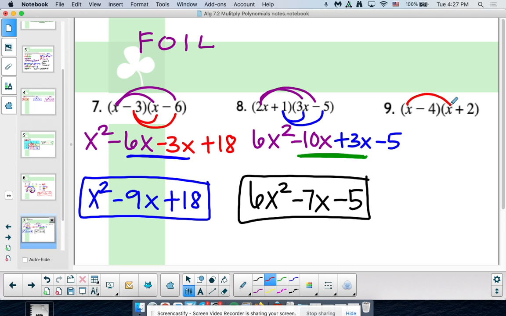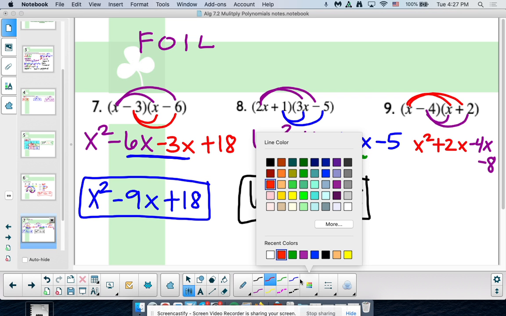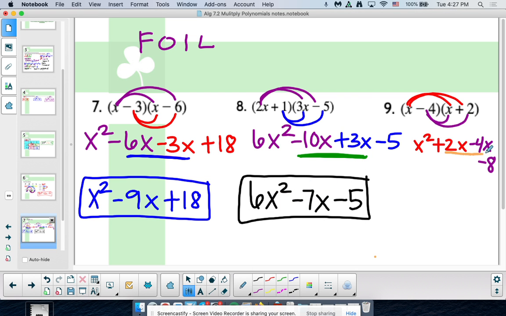Again, first, x times x is x squared. Outside, x times 2 is 2x. Go through, negative 4 times x is negative 4x. And negative 4 times 2 is negative 8. Again, if we did it correctly, these two in the middle will match up. So I'm going to drop down that x squared. 2x minus 4x is negative 2x. Drop down that negative 8. And there we go. Okay?